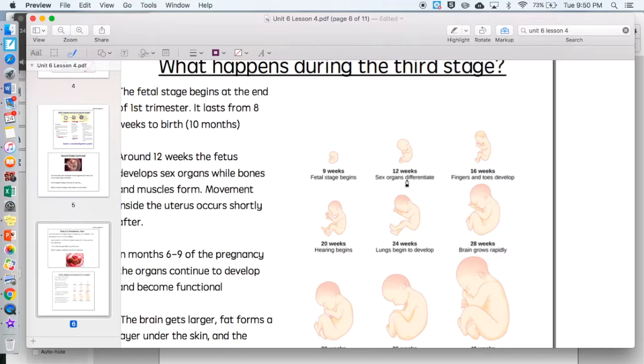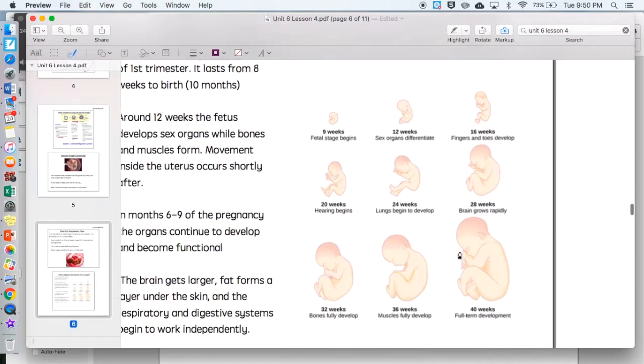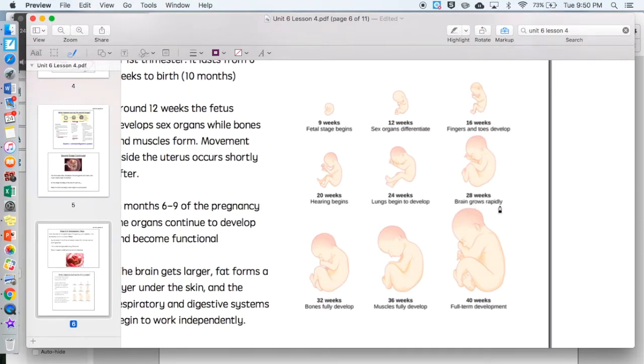16 weeks, fingers and toes develop, so 4 months in. 20 weeks is when hearing begins. 24 weeks, the lungs start to develop. 28 weeks, so about a little bit more than halfway through, the brain starts growing rapidly. 32 weeks, the bones start to develop more. This says fully develop.